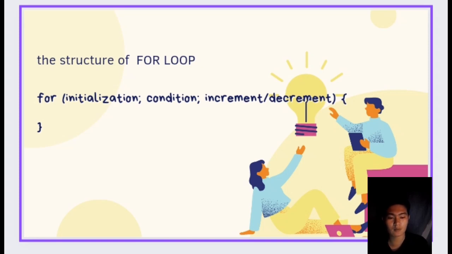In condition, the loop control variable is tested against a condition at the beginning of each iteration. As long as the condition is true, the loop continues to execute. When the condition becomes false, the loop will terminate. In update, after each iteration, the loop control variable is updated. Usually it is incremented or decremented to move closer to the termination condition. This step ensures that the loop eventually reaches its end.